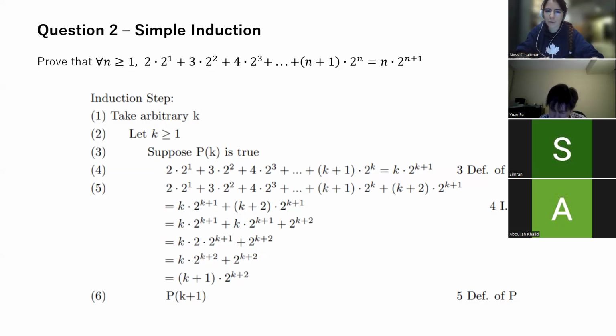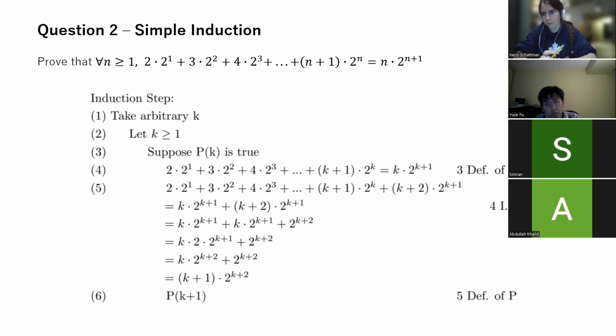Here, we have our equation for P of k. It's just staring us right in the face. No algebra needed, no rearranging. So we can go ahead. This is just everything plus k plus 2 times 2 to the k plus 1. We can invoke our induction hypothesis right away, and we get this much simpler looking equation on the second line of line 5.